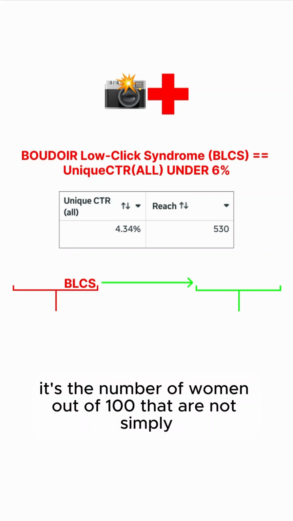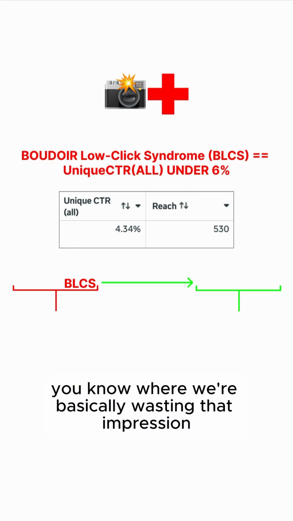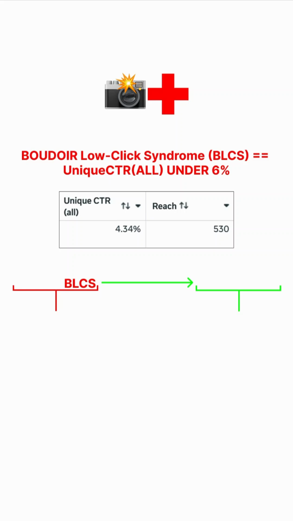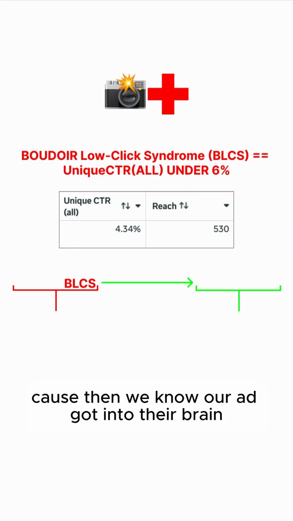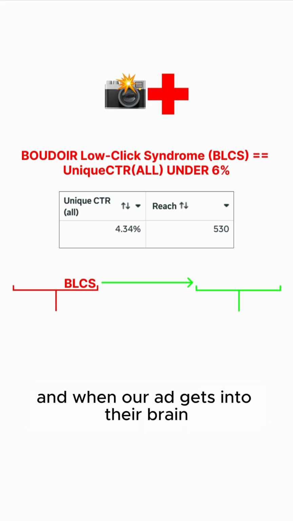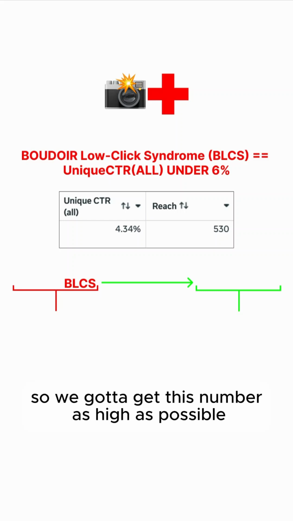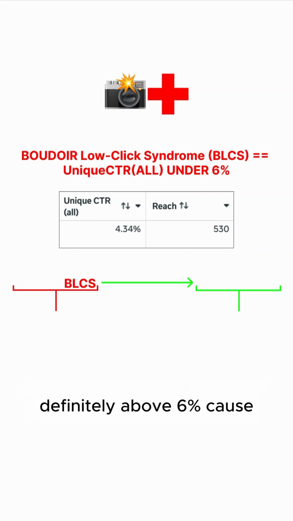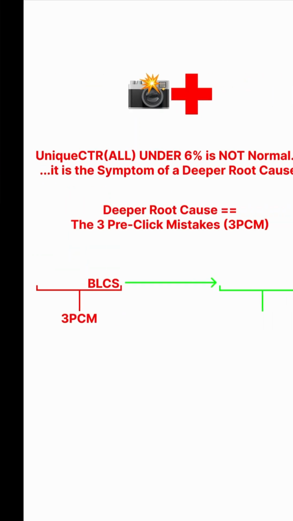aka it's the number of women out of 100 that are not simply scrolling right on by, where we're basically wasting that impression. And we care about the number of women out of 100 clicking somewhere on our ad because then we know our ad got into their brain. And when our ad gets into their brain, that's literally the only chance we have at them buying from us. So we got to get this number as high as possible, definitely above 6%, because 6% means we got some deep seated problems in our ad.